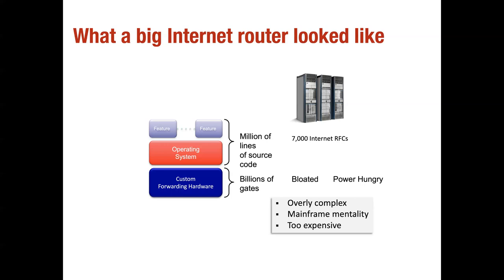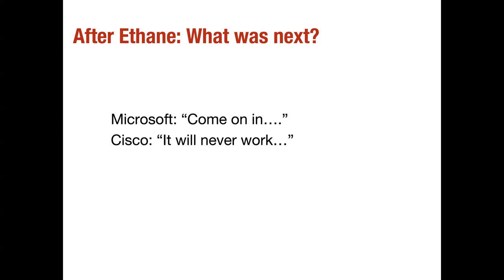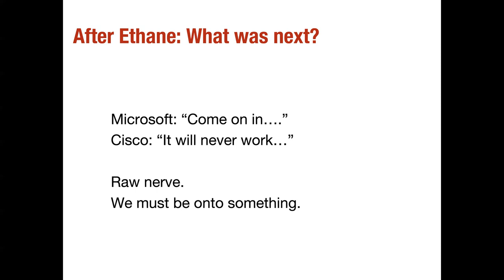All right, so after Ethane, people were thinking about what's going to be the next step, given that we have some proof of concept that we can make some centralized decisions. Companies like Microsoft were very, very excited. As I said, they started poaching professors and created huge research groups. Microsoft Research has a very big networking research team, and they were like, okay, come on in, let's do research together, right? And companies like Cisco, who were selling these $1 million devices, were very nervous, right? They were like, oh, this is never going to work, right? And this is when the community saw the raw nerve and realized that we are up to something. If people are nervous, then it's always a good thing. So that happened with SDN.